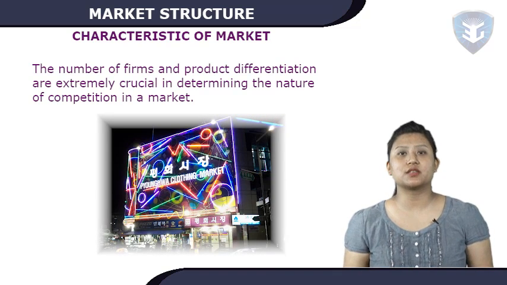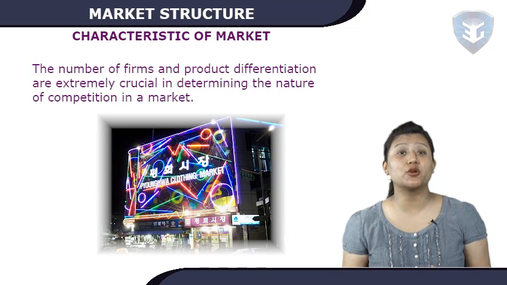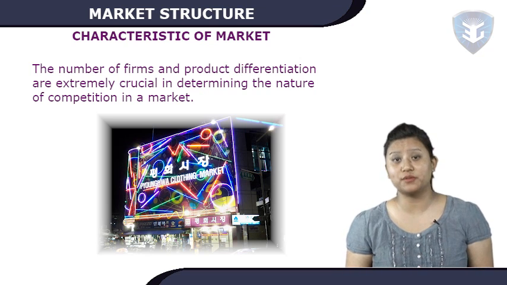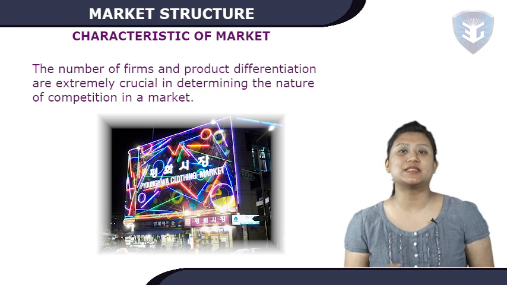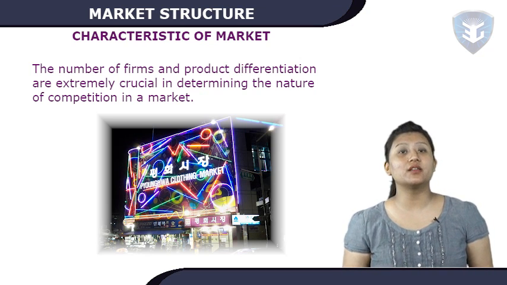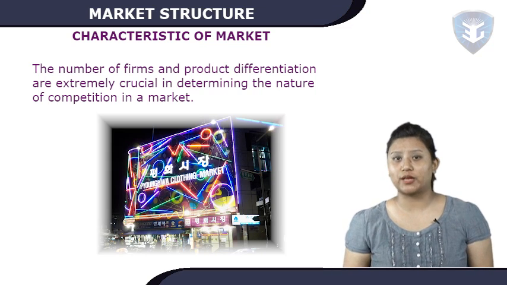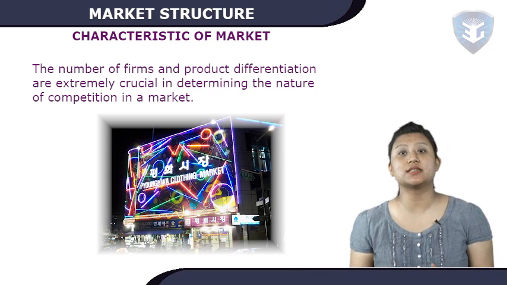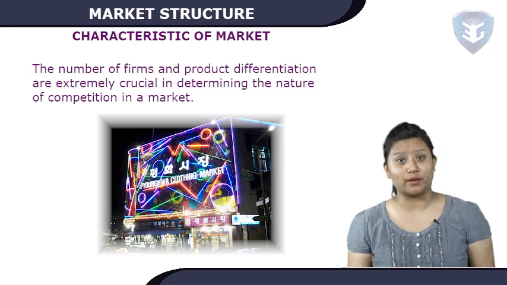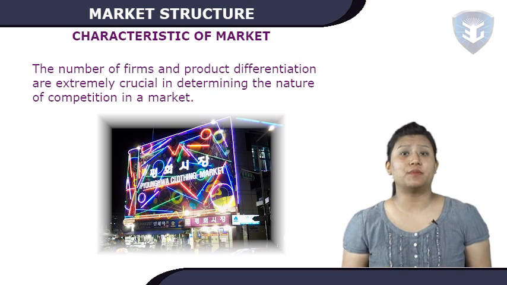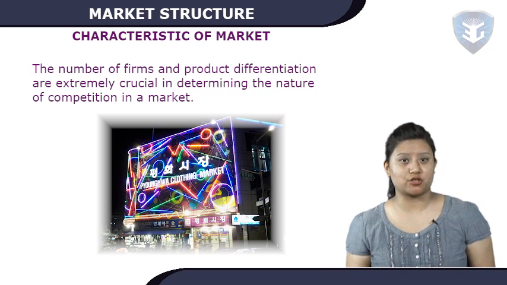The number of firms and product differentiation are extremely crucial in determining the nature of competition in a market. It has been tacitly assumed that there are a large number of buyers. What would happen if there are several firms producing a standardized product but only one buyer?